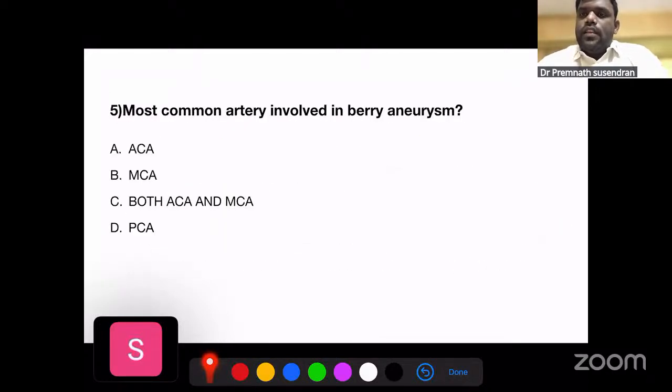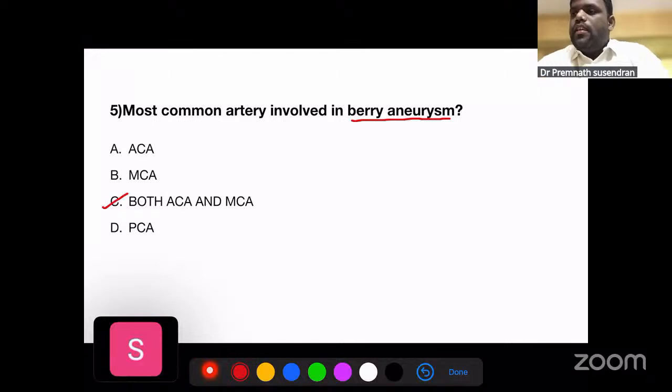Next, fifth question: the most common artery involved in the aneurysm. It is also again a controversial question. Many books give many answers. The references are very vague. But the following, the Bible of general surgery, Bailey and Love, is giving the answer as both ACA and MCA.